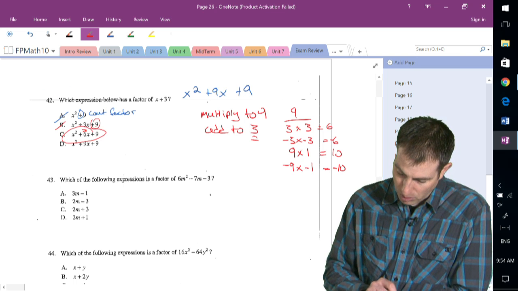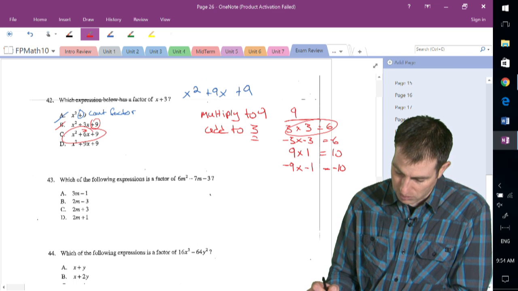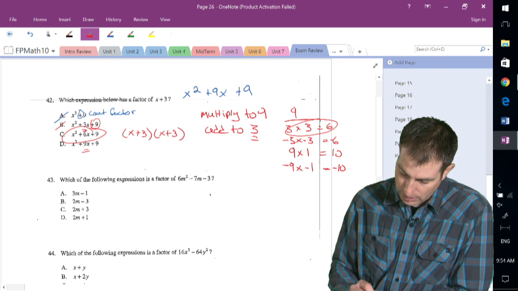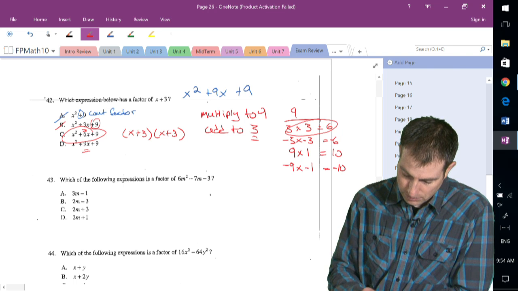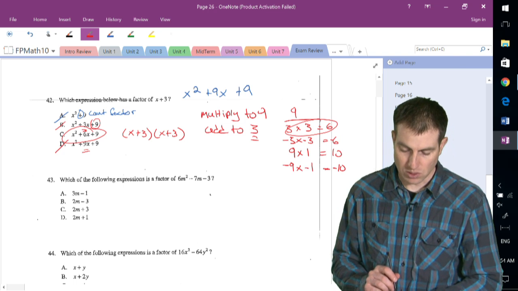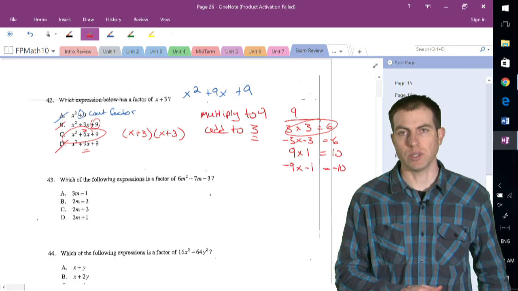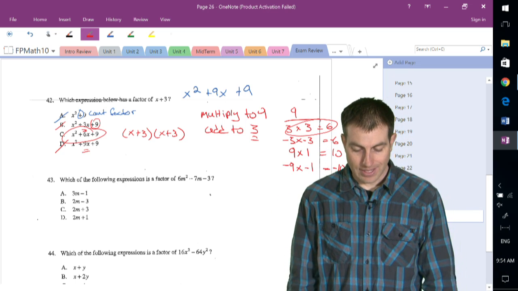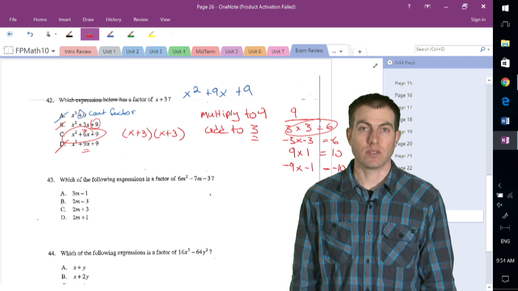This one is looking promising because 3 and 3 gives me 6. So if I wanted to factor this, I could have x plus 3 and x plus 3. And then this one here at the end, we can't factor as well. So it would have to be C. That's the only one out of the 4 choices that allows you to factor it. So it's a factoring question just kind of backwards, I guess.